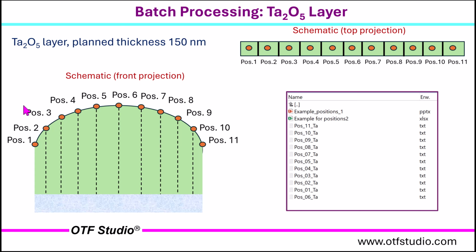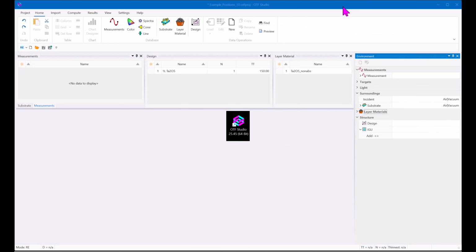So there are positions from 1 to 11, and there are corresponding measurement data, transmittance, saved in TXT files. And this is a schematic of the top projection of the same layer, positions from 1 to 11. Position number 6 is the central position.